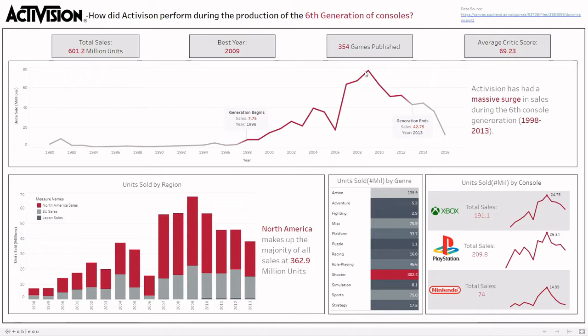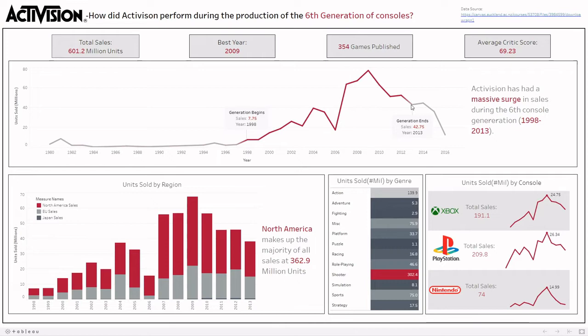Now, when talking about generations of consoles, there are two ways that we can talk about it. You can talk from the release of one new console to the release of the next new console, or we can talk about the entire lifespan that that console is being manufactured. So we can see here in 1998 that the sixth generation of consoles begins manufacturing here and ends manufacturing here in 2013.